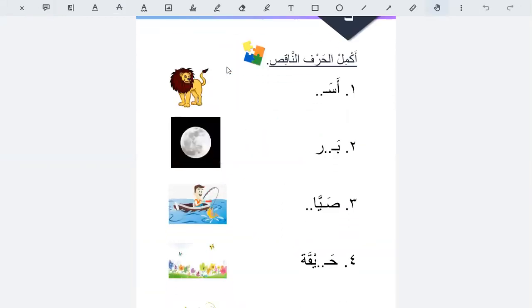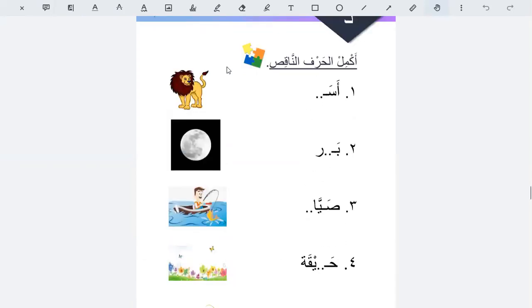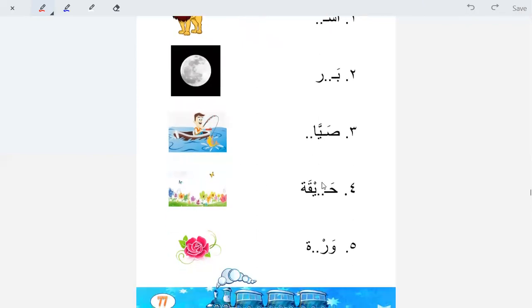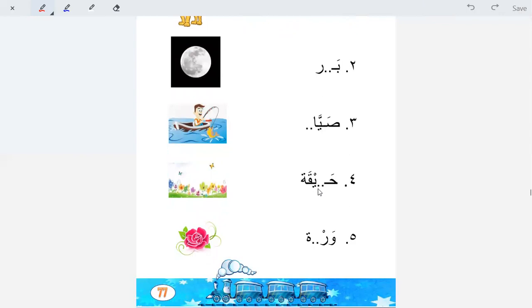Complete the missing letter. Latifa. Asad, good. Lion. Badar, moon. Sayyad, hunter. Riyan. Hadika. Warda, rose. Good.